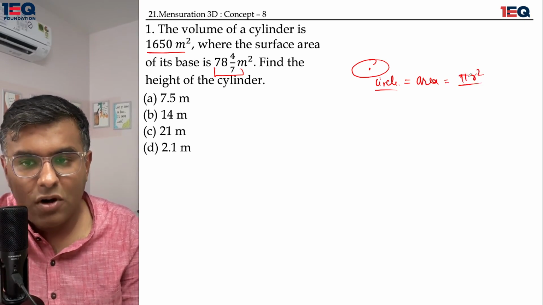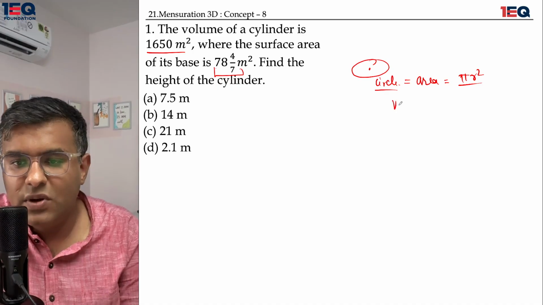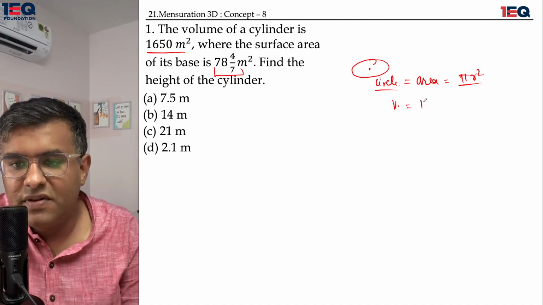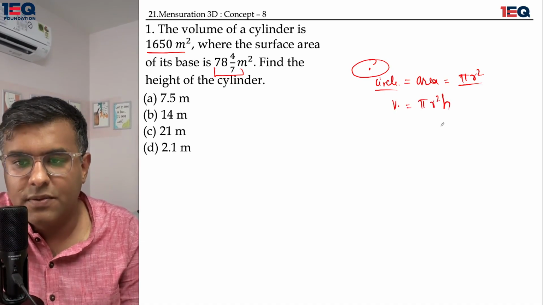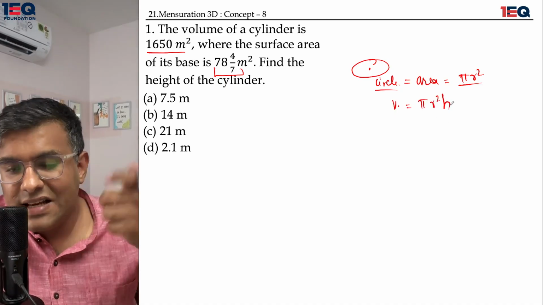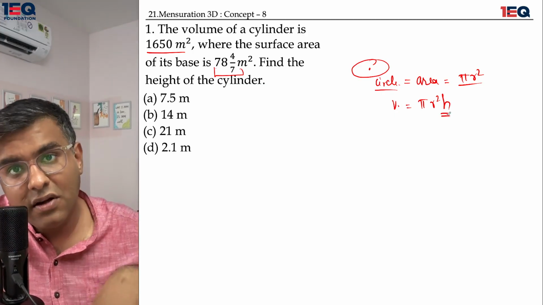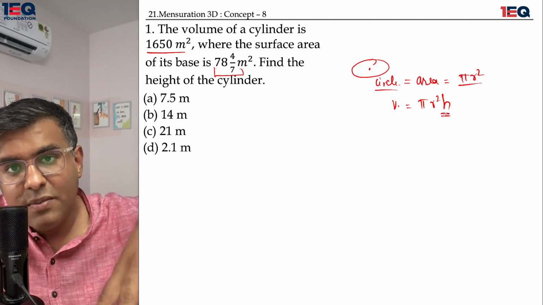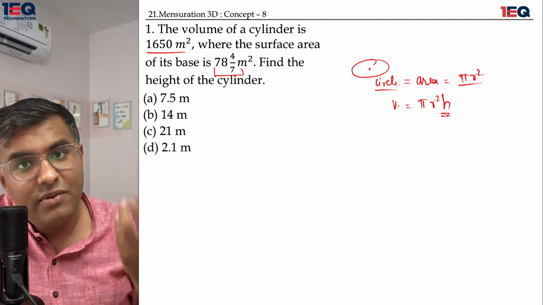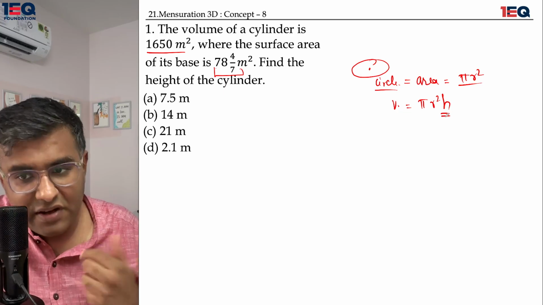As soon as we talk about the volume, the volume of a cylinder is pi r square h. So it is essentially h being multiplied with the area of the circle. The area of the base multiplied by the height would give me the volume. Good enough? Understood?